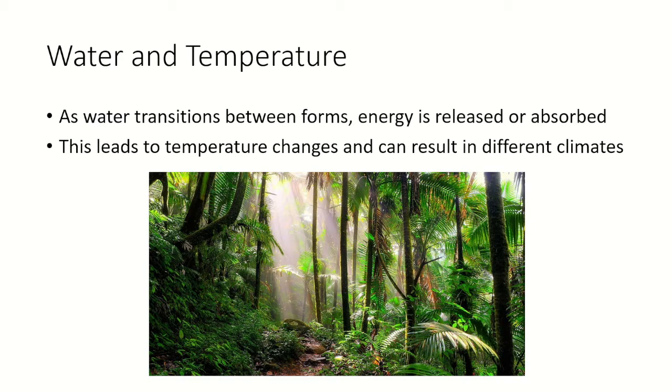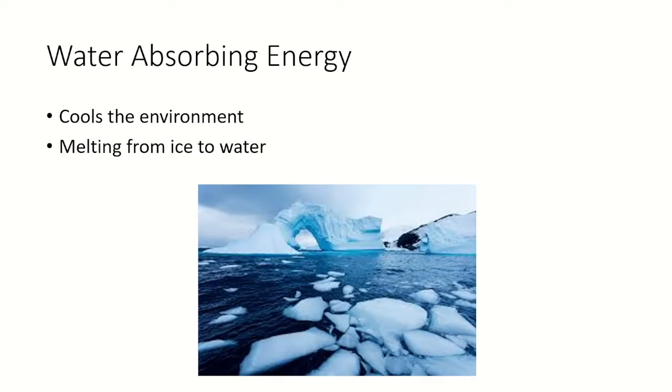So as water transitions between forms, energy is released or absorbed. This leads to temperature changes and can result in different climates, such as the rainforest shown here. Water can absorb energy, which cools the environment. This typically happens when water transitions from more rigid forms to less rigid forms, such as when it melts from ice to water.